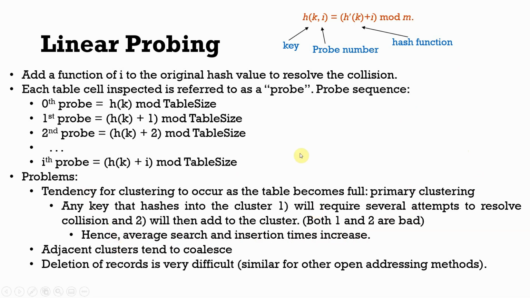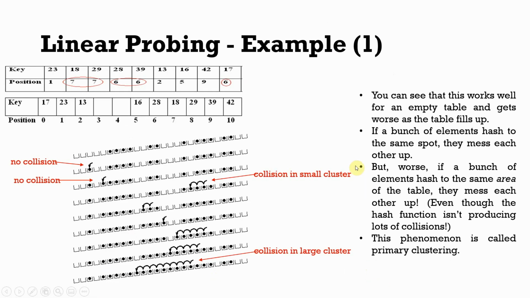Also, we might have adjacent clusters that merge together, which is very bad. And in linear probing, or in open addressing in general, deletion of records is very difficult, similar for the other open addressing methods. So this basically shows what linear probing is.